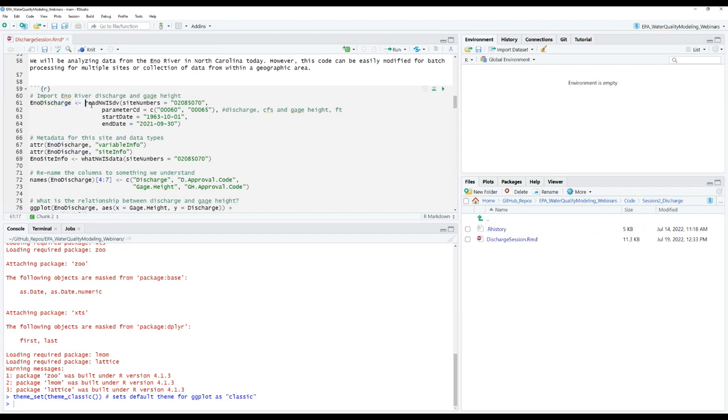We will use the readNWISdv function to gather information from this specific site number. I looked this up online to find the gauge number for the Eno River in Durham. We will be gathering two different parameter codes. The first is discharge in cubic feet per second, 00060, and then gauge height in feet, which is 00065. Again, this is something that you can look up from the dataRetrieval package. You don't necessarily know this off the top of your head. So some internet sleuthing is sometimes necessary to find the exact information you need.